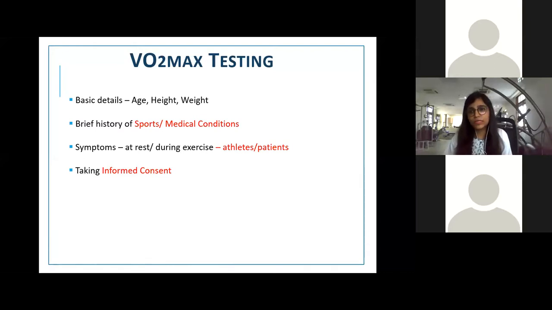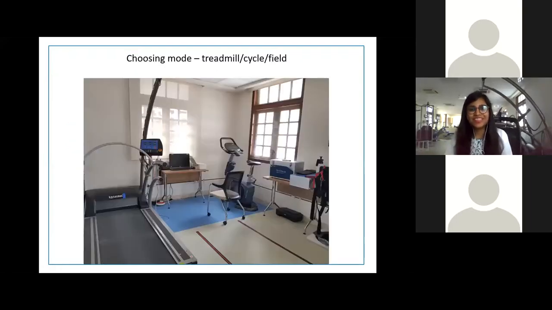Taking informed consent is very important because we are doing a maximal test, and each maximum test has a risk of an unfortunate event. That's why it is important to take the consent. Now, if you see this picture, this is exactly where I am sitting.